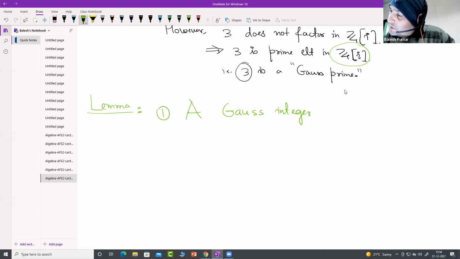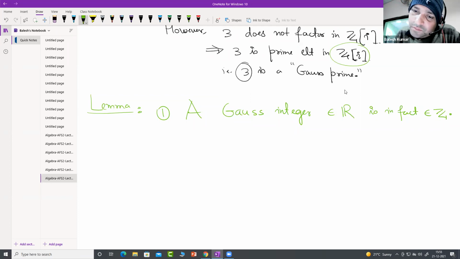An integer, say, which is a real number, so a Gauss integer which belongs to the reals, that means a real number, is in fact in the set of ordinary integers. So what does it say? If you have an element in Z[i] which is real, it will in fact be an ordinary integer. So this is the first part, and you can prove these things or take them as tutorial questions.